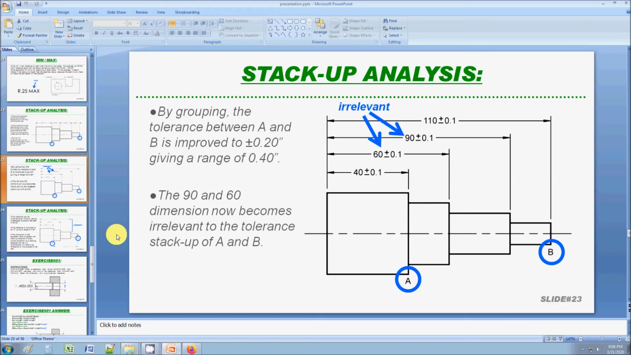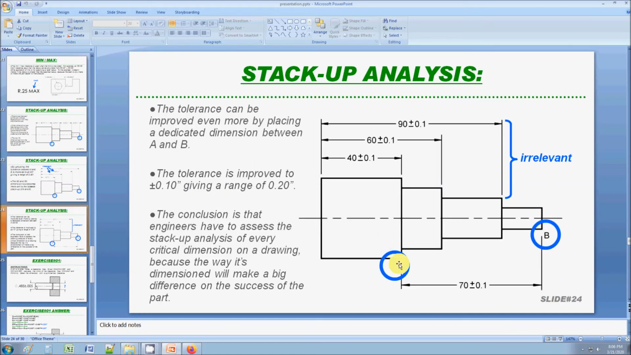But if you really need to reinforce the tolerance between A and B, what you've got to do is put a dedicated dimension between them. Because when you do that, these dimensions all become irrelevant. You can fluctuate this as much as you want. It is never going to affect the range from A to B. And when you dimension like this, your range is going to go not only from 0.6 to 0.4, but down to 0.2, because now it's just 0.1 times 2. So you can see how we've improved this tolerance by just dimensioning it differently.